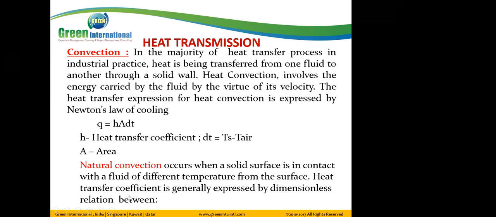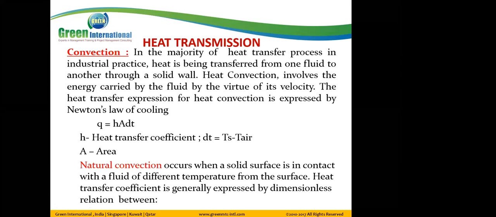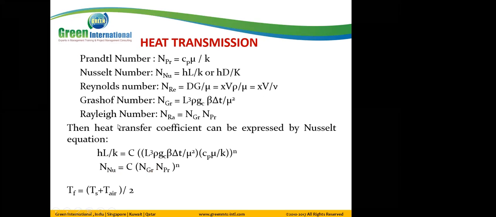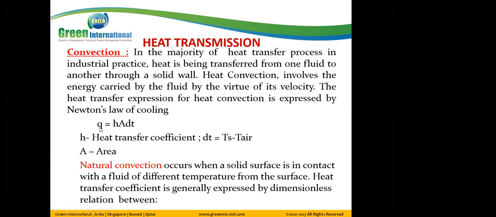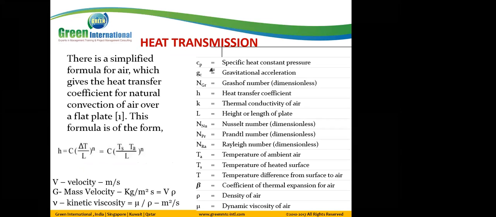This is for natural convection to calculate your heat transfer. If I know h, the heat transfer coefficient, then I can substitute it along with delta T and A into the formula. You can calculate and substitute here. Then you can calculate the rate of heat transfer for convection. This is for natural convection.